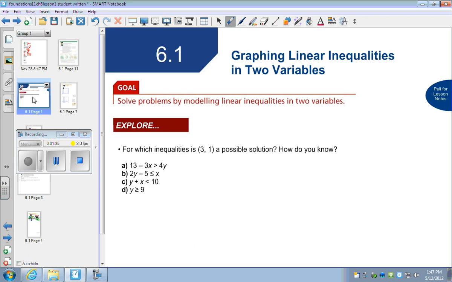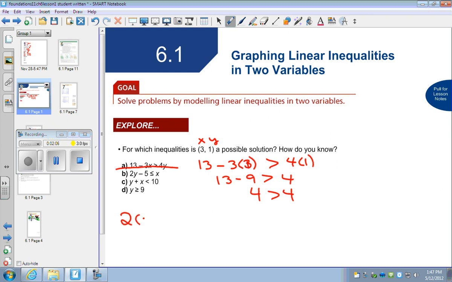For which inequalities is (3, 1) a possible solution, and how do you know? The way you figure this out is you just sub it in. So 3 is x, 1 is y. Is 13 minus 3 times 3, because that's my x value, greater than 4 times 1? Is 13 minus 9 greater than 4? Is 4 greater than 4? No, doesn't work. Okay, 2y, so 2 times 1 minus 5, is that less than or equal to 3? Is 2 minus 5 less than or equal to 3? Is negative 3 less than or equal to 3?